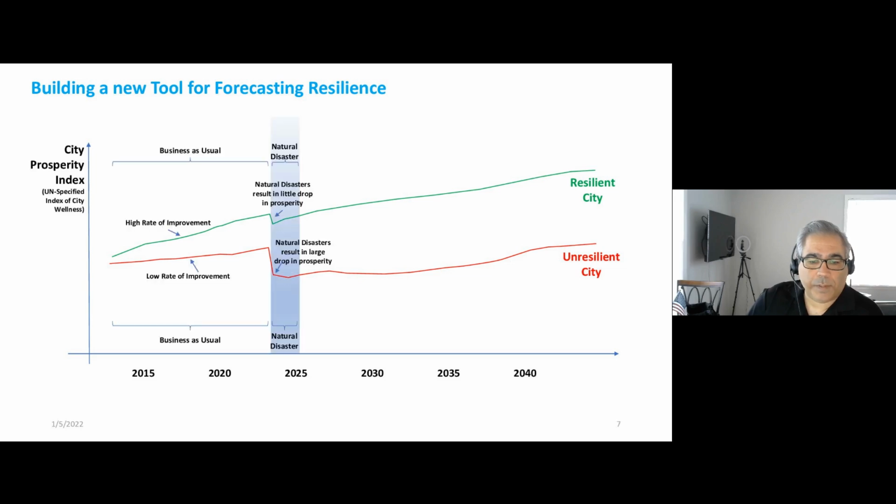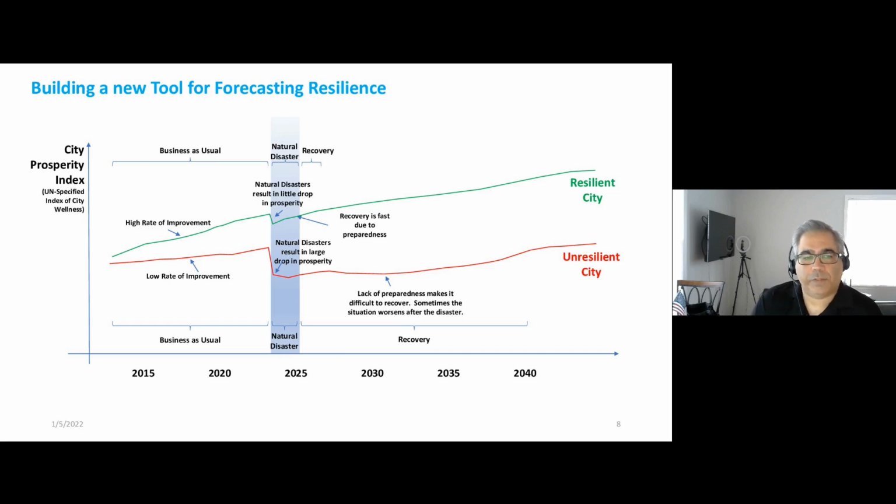Our thought process, we first thought about, okay, during business as usual times, a resilient city is probably going to be more prepared, and therefore it'll improve in terms of its prosperity and other metrics like that at a higher rate than an unresilient city, simply because it's paying attention to itself and managing itself. When a natural disaster occurs, you expect the resilient city to take an impact just like the unresilient city, but it would take less of an impact because its infrastructure is more robust. And then what's really important here, the true difference between the two is how long they take to recover after that natural disaster or other kind of shock event occurs.